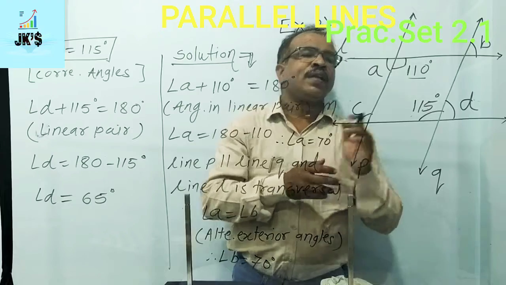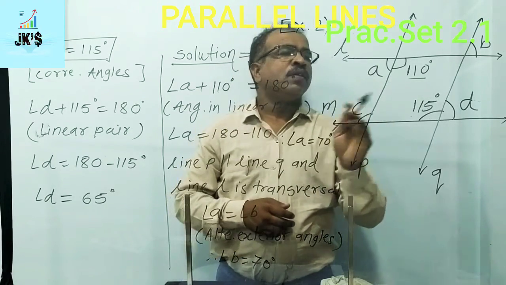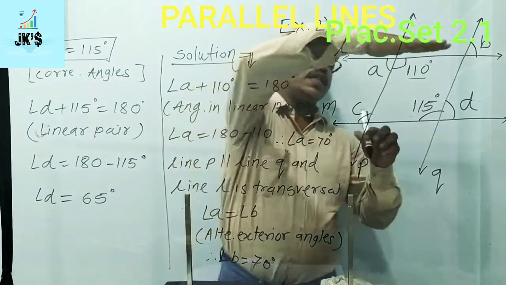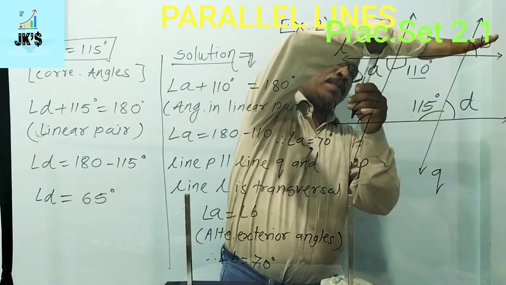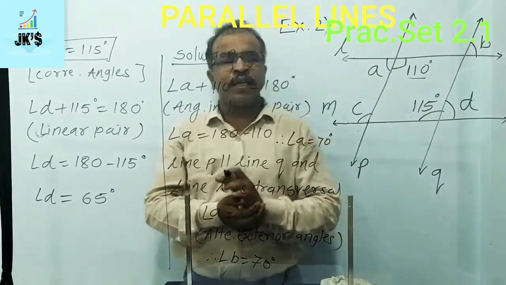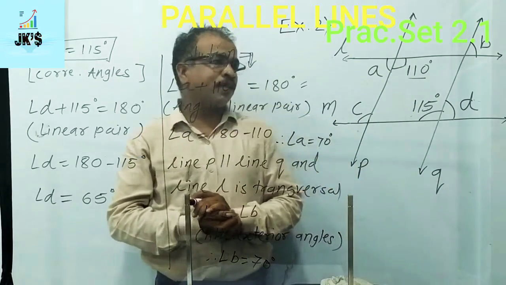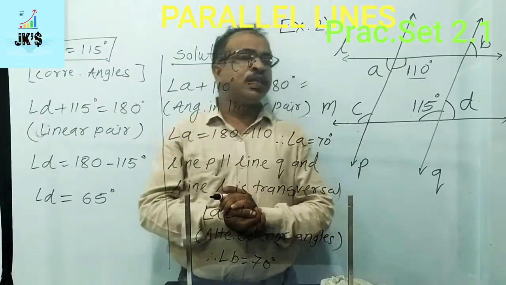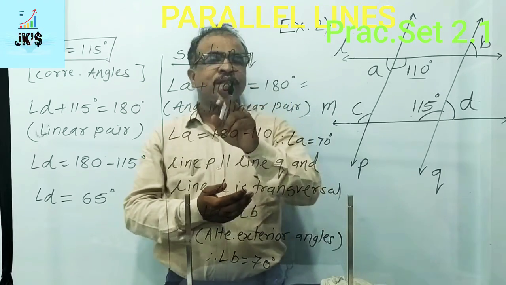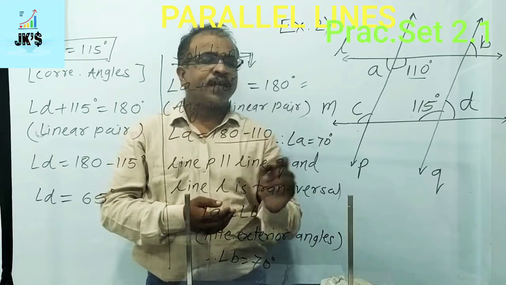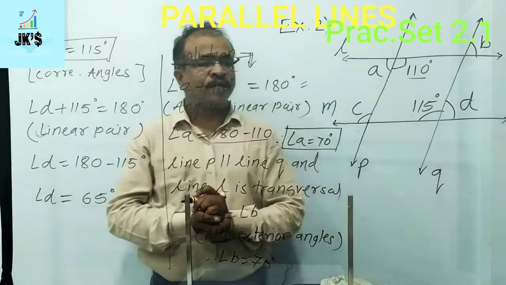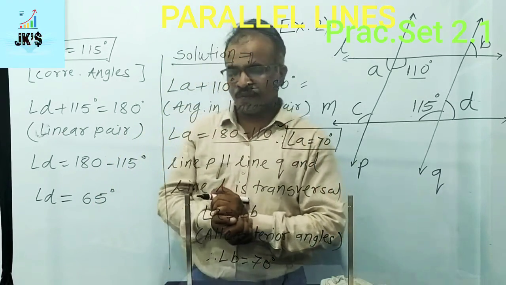For angle A, at first, when we see this angle A and angle 110, they are in linear pair, so they are supplementary. So angle A plus 110 equals 180 because they are supplementary angles in linear pair. Now 180 minus 110 is 70. So the measurement of angle A is 70. This is our first answer.